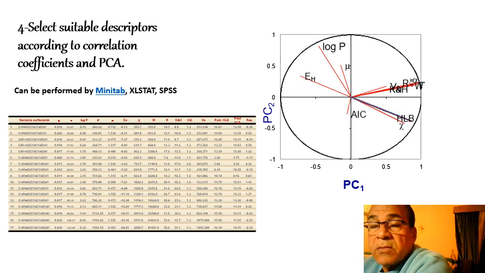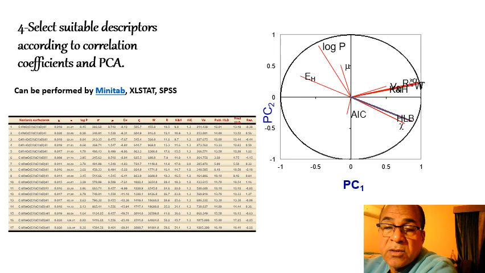We come to the fourth step, selection of the suitable descriptors for the model for QSAR or QSPR model. We use principal component analysis. What's principal component analysis? Principal component analysis is a dimensionality reduction method.